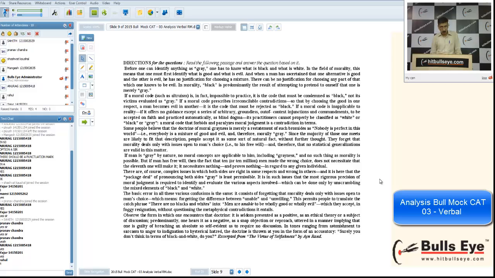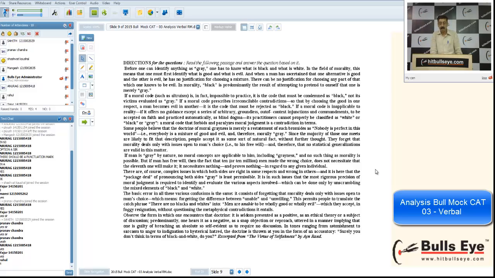Let's quickly rush through the second paragraph. If a moral code such as altruism, where we think that everyone should be benefited, is impossible to practice, it must be condemned as black, nor is its victim evaluated as gray. Means gray should not be confused with anything wrong. Anything which is wrong should be highlighted as black, not gray.